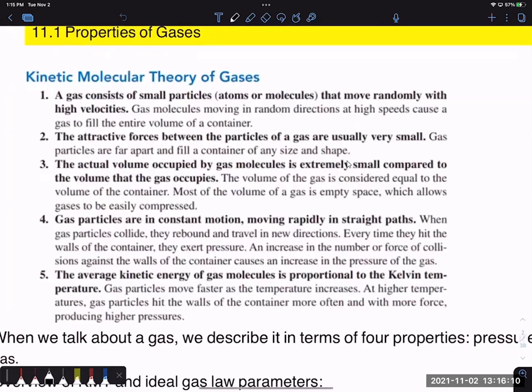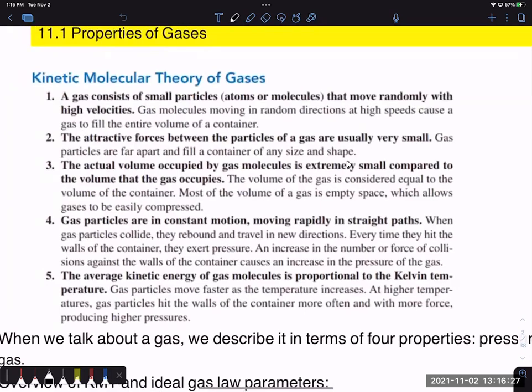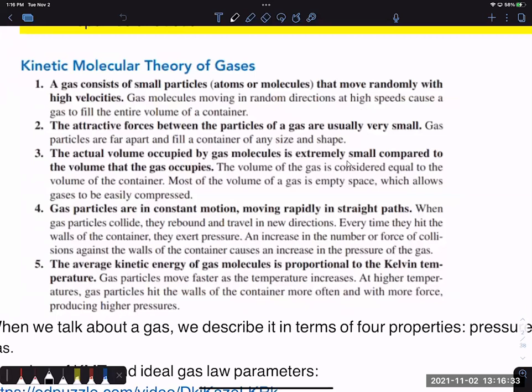So a gas consists of small particles. The particles of gas are usually very small. And actually, we talk about them as if they don't exist at all. No attraction between the particles. And then the actual volume occupied by gas molecules is extremely small compared to the volume that the gas occupies, which is sort of a fancier way to say that there's a ton of space in between the individual atoms and molecules. And that's part of why they don't interact with each other, because they're too far apart.